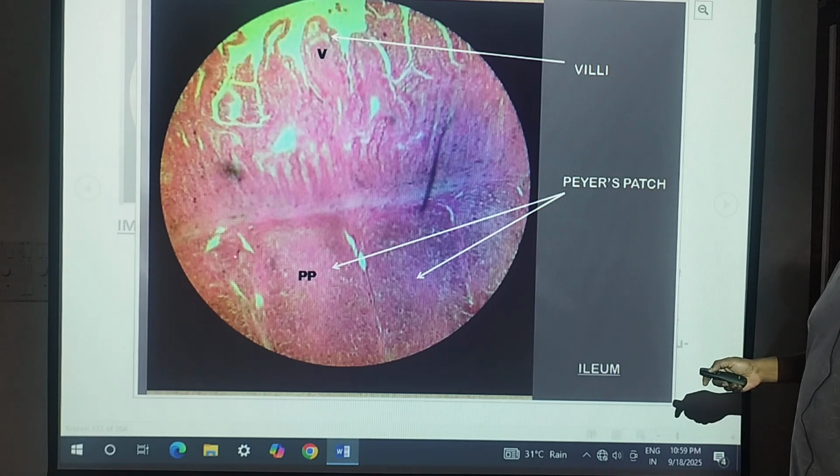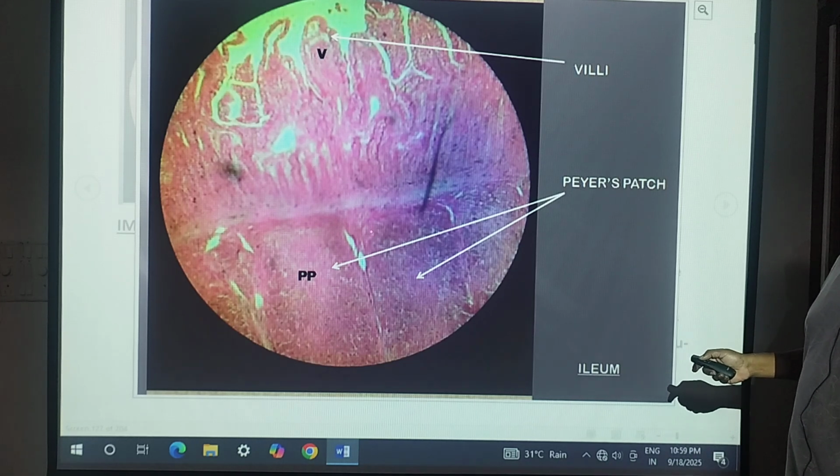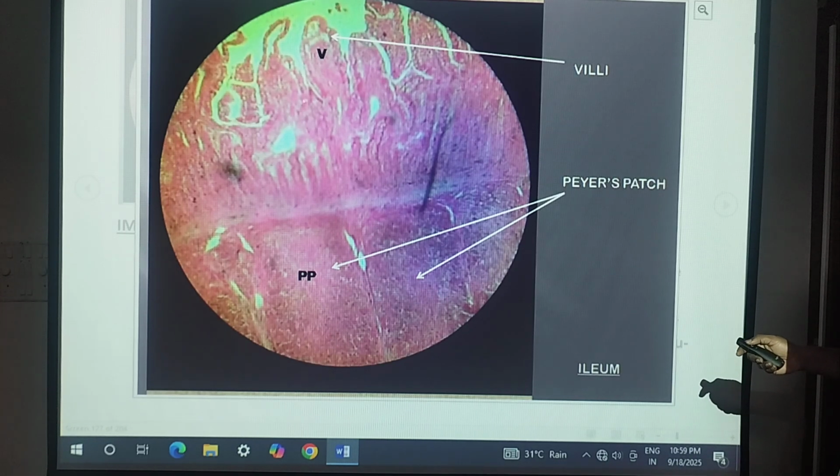So Peyer's patch is present in ileum. Peyer's patch is absent in duodenum, it is absent in jejunum, but present in ileum. So what are the important identification points of ileum? Finger-like projections, that is the villi.